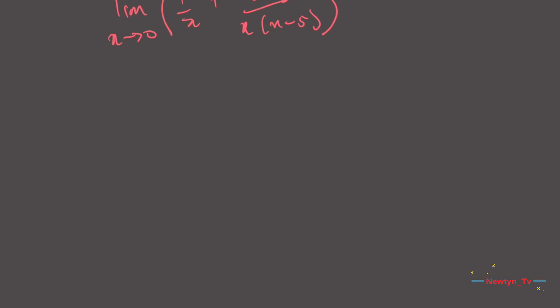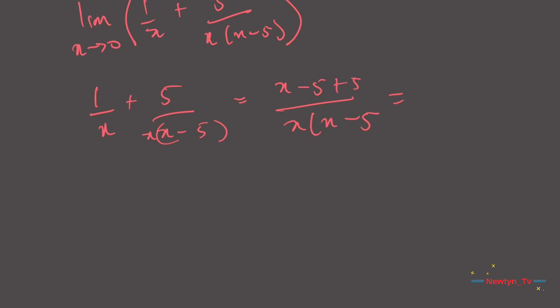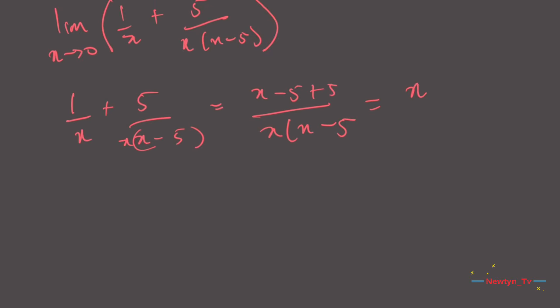Now if you look at it, you can see that 1 on x plus 5 on x minus 5, which with that multiplying x here will be equal to x minus 5 plus 5 on x multiplying x minus 5. And then when we simplify it, we should be getting x on x multiplying x minus 5.